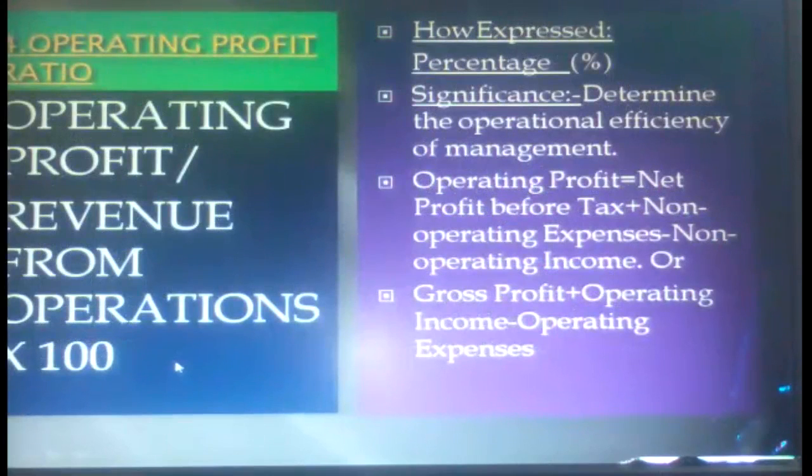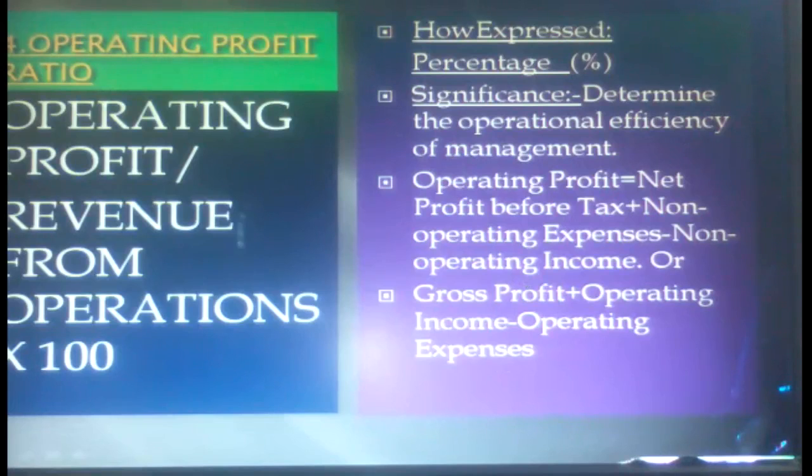The fourth one is the operating profit ratio. These two ratios definitely cause confusion, so we should be very careful to memorize the formula. Earlier we discussed the operating ratio, correct? Here the word is profit. So naturally, operating profit is the numerator, divided by revenue from operations, which is our sales, into 100. The expression is also a percentage. The significance is that it determines the operational efficiency of management.